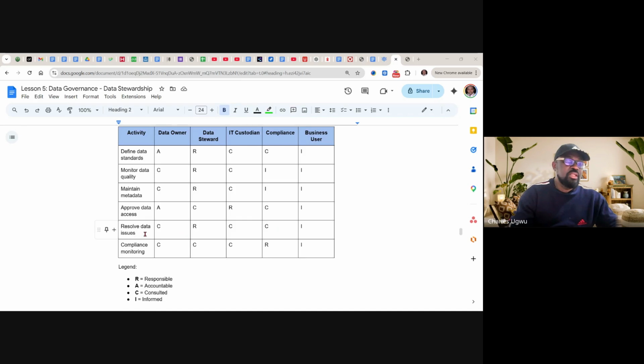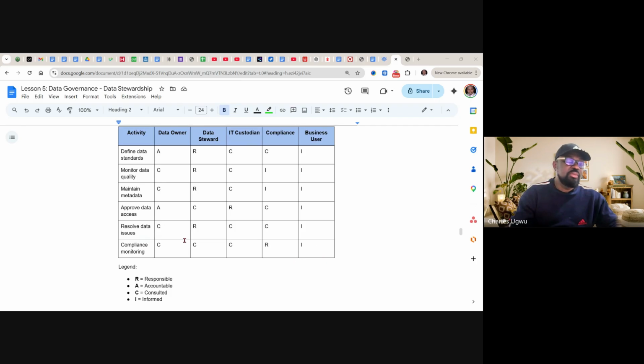Resolve data issue. Data owner should be consulted. It is the duty of the data steward, and IT custodian consulted. Compliance consulted, and business user informed. Compliance monitoring: consulted, responsible if this is compliance, and business user informed.